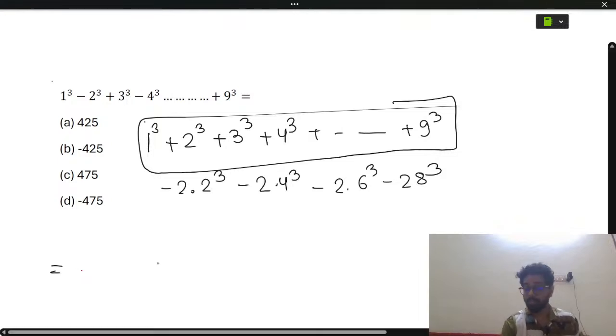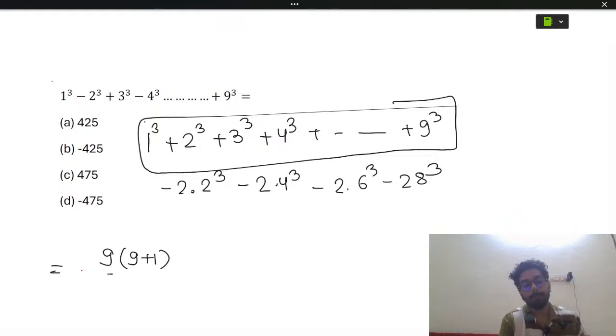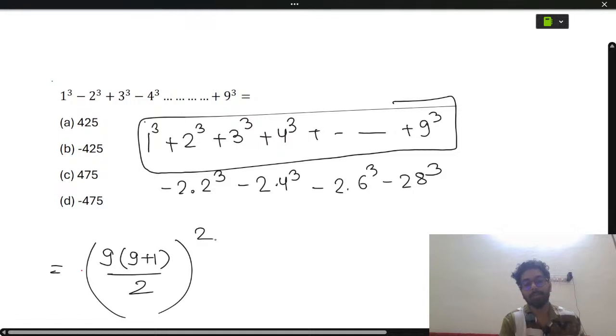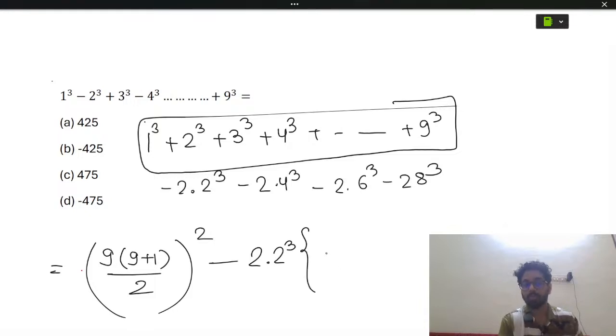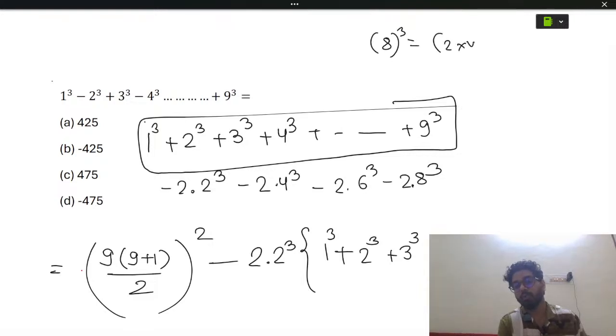So what is the sum of the first n cubes? It's (n(n+1)/2) whole square. Now for the minus part, I can take 2 into 2 cube common. So this becomes 1 cube. This is 2 cube into 2 cube, so 1 cube. This is 2 cube into 3 cube, the 3 cube is left out. This is 2 into 8 cube. 8 is 2 into 4, so when you open this you will have 2 cube into 4 cube. So 2 into 2 cube is taken out, and ultimately you will have 4 cube.